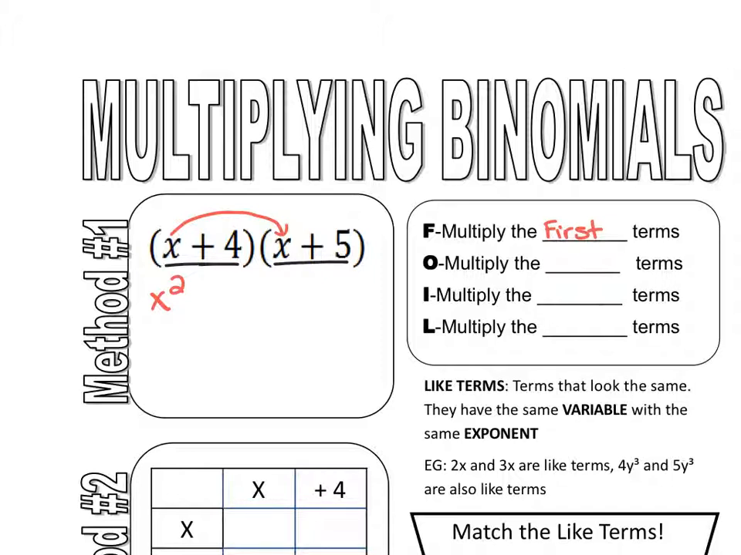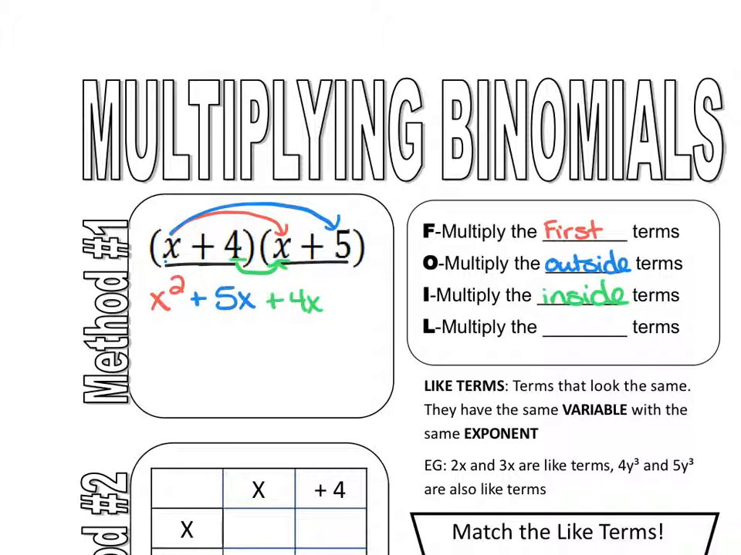The O part says multiply the outside terms. So we're going to multiply this one that's on the outside with the other one on the outside, the 5. So x times positive 5 gives us a positive 5x. I stands for inside, so we multiply the inside terms, this one and this one. So we're going to multiply 4 times x. Positive 4 times x is plus 4x.